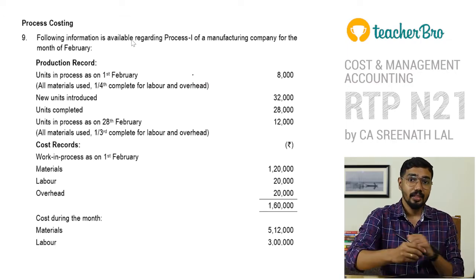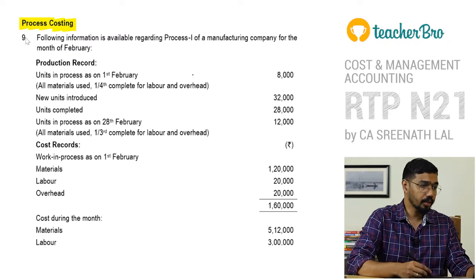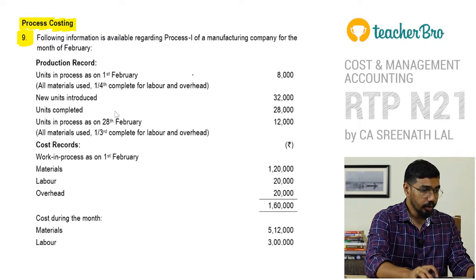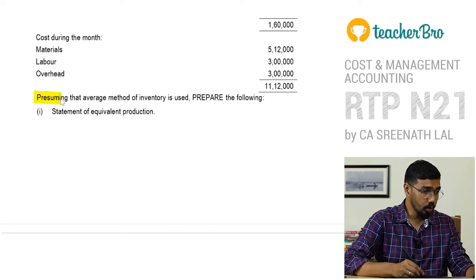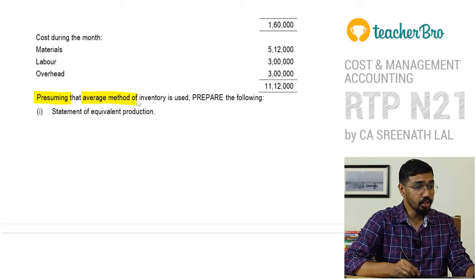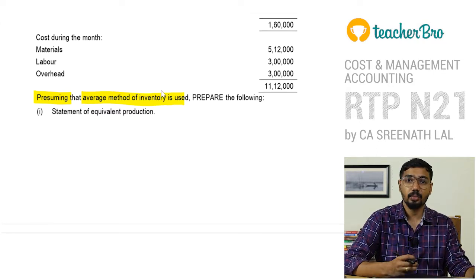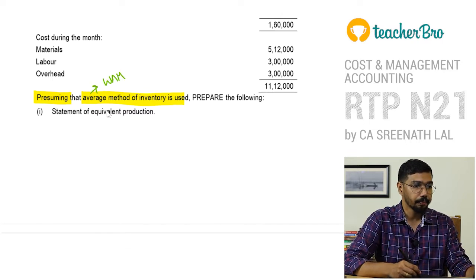Okay, so next question from RTP is from the chapter process costing. This is question number 9 of RTP. First, let's read the requirement. The requirement says presuming that average method of inventory is used. So the company is using weighted average method for inventory valuation, and this problem should be solved under weighted average method.